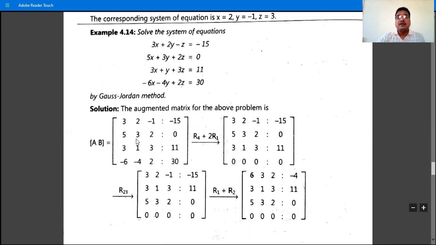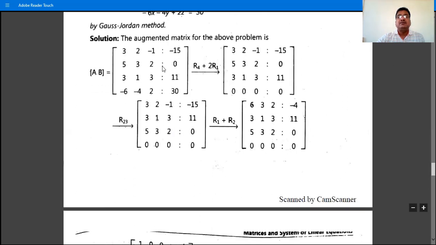So 3, 2, minus 1, 5; 3, 2; then 3, 1, 3; and minus 6, minus 4, 2; then 15, 0, 11, 13 is the constant matrix. So this is the augmented matrix. Reduce this matrix to echelon form. In order to reduce this matrix to echelon form, first reduce this 3 to 1.